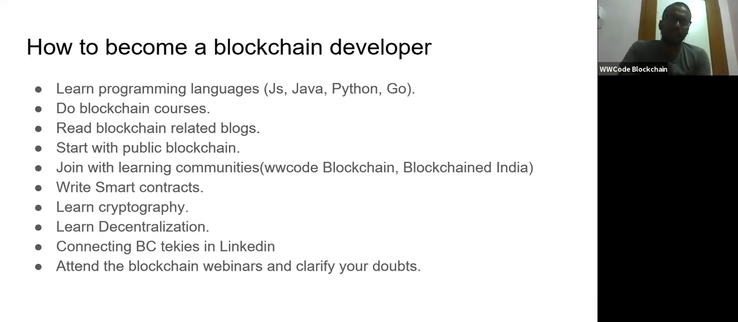Connect to blockchain techies on LinkedIn. A lot of techies, a lot of magazines and everything you can get on Medium. There are a lot of resources there, and it's a critical technology, but it has a lot of platforms. Public blockchain has many platforms, and private blockchain is for enterprise things. So blockchain is a big platform.